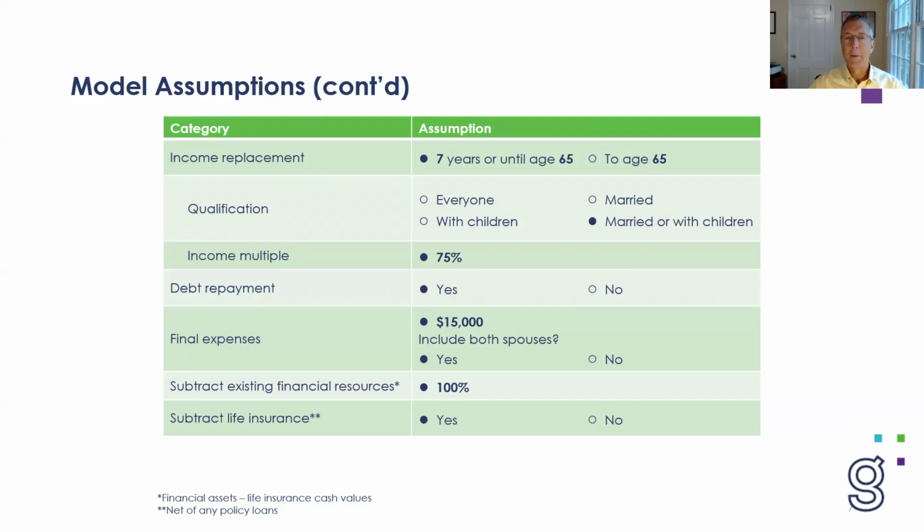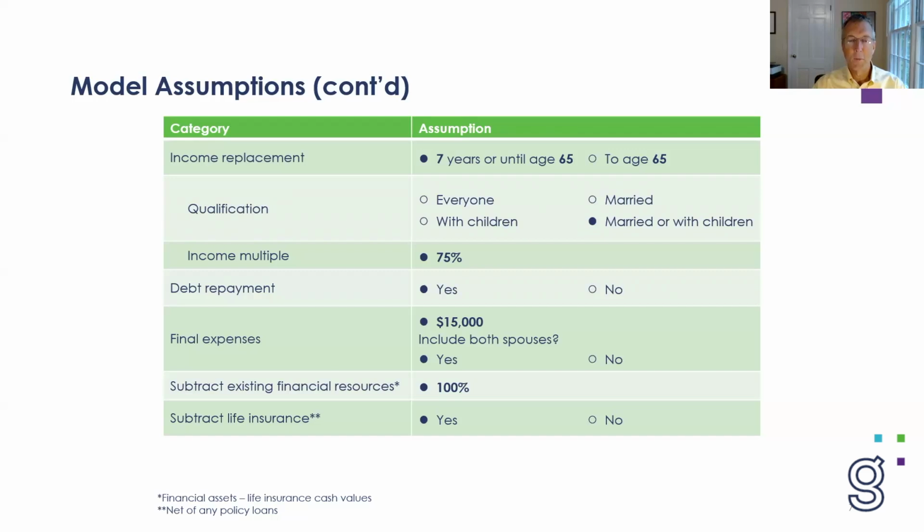For the income piece, I'm only including people that might have dependents. So they're either going to be married or partnered or have children. Using an income multiple of 75%, since the benefits are not taxable, we can kind of net out what they otherwise are paying in taxes today, and just using an assumption like 25% there. We are including debt replacement or repayment. We're including $15,000 for final expenses.